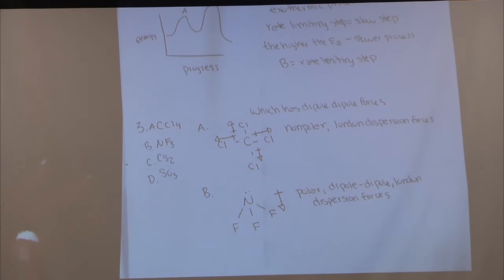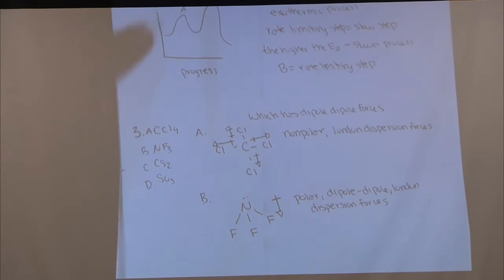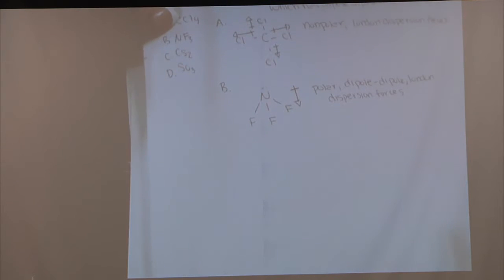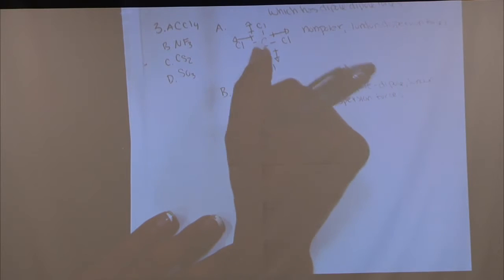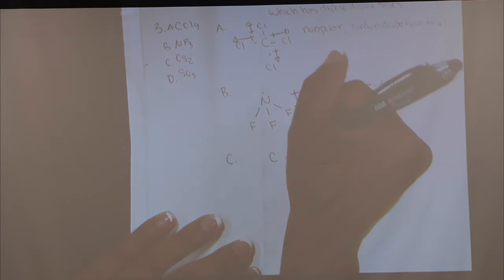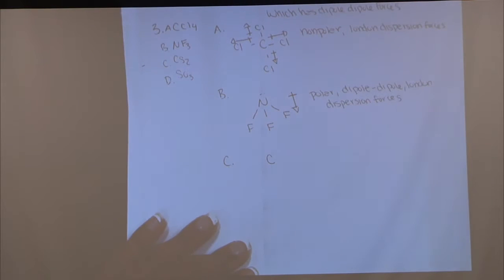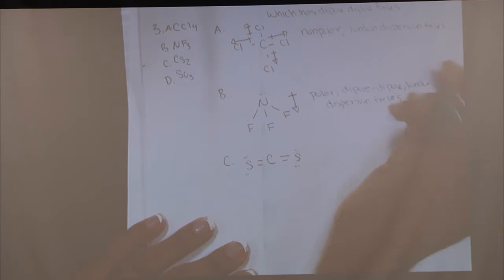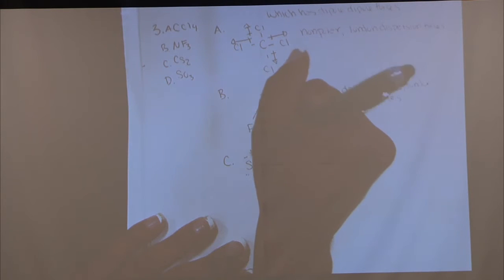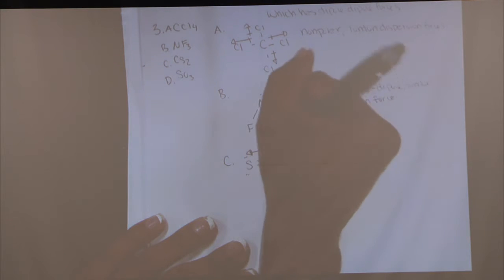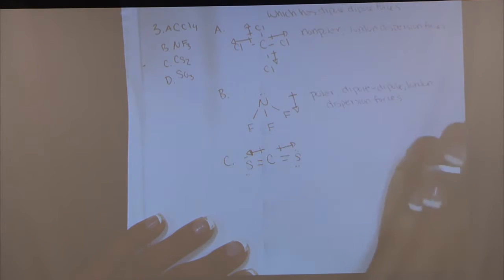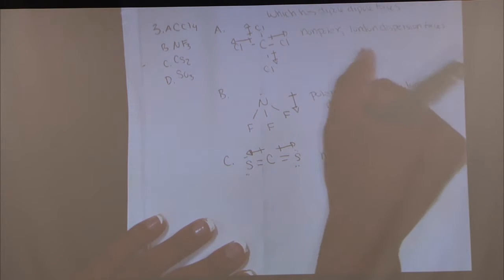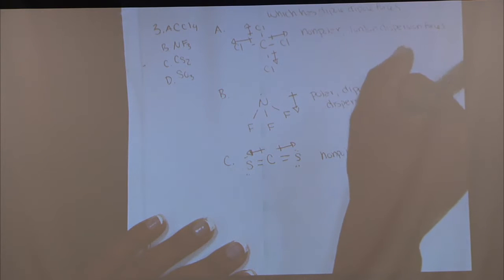So the answer choice is B, but we should still check the other 2 just to make sure. So you have CS2, and that looks like this. It's a linear molecule, and the dipoles are going to face towards the sulfur. And therefore, they're going to cancel out, making this a nonpolar molecule.